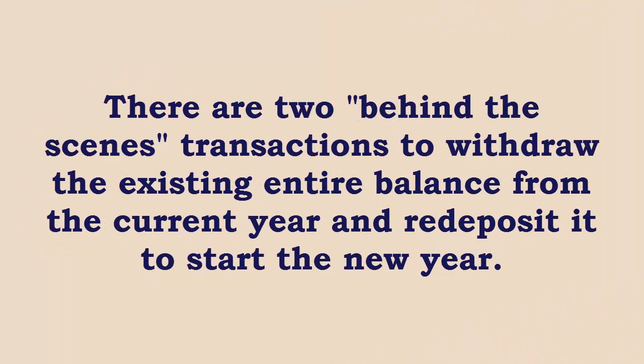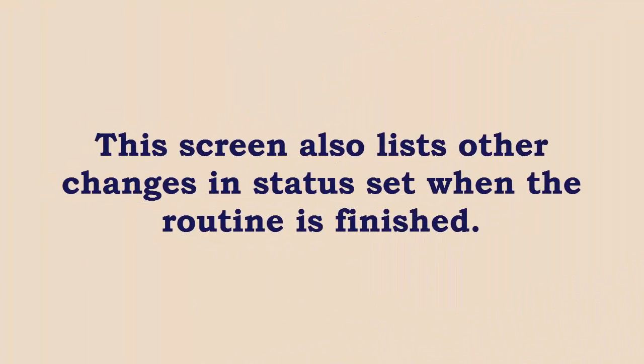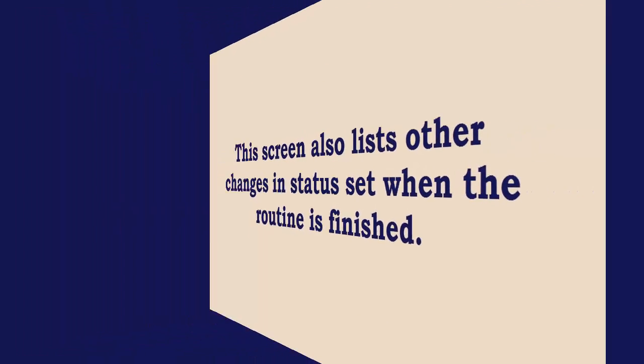The end-of-year process makes two behind-the-scenes transactions in your bank ledgers that have an existing balance. The first transaction is a withdrawal of the existing entire balance in the current year, and the second is a redeposit to start the new year. These transactions will both show as cleared in your reconcile area. This screen also lists other changes in status set when the routine is finished.